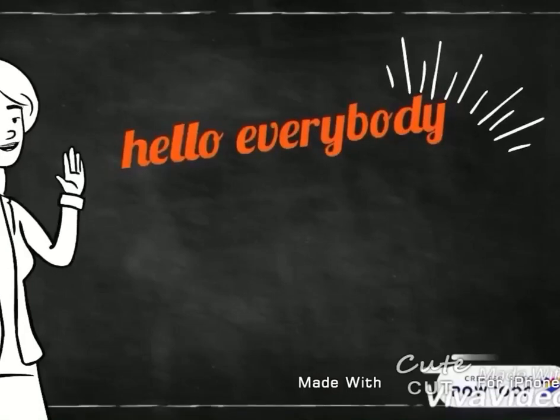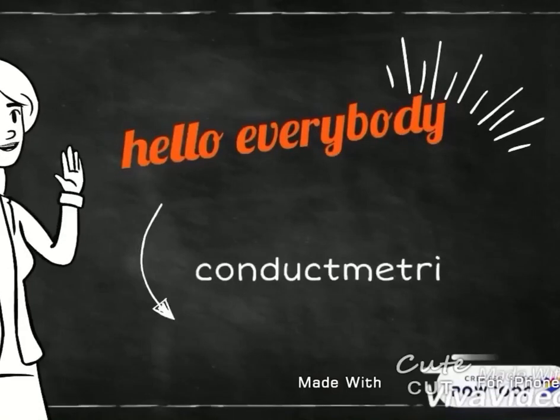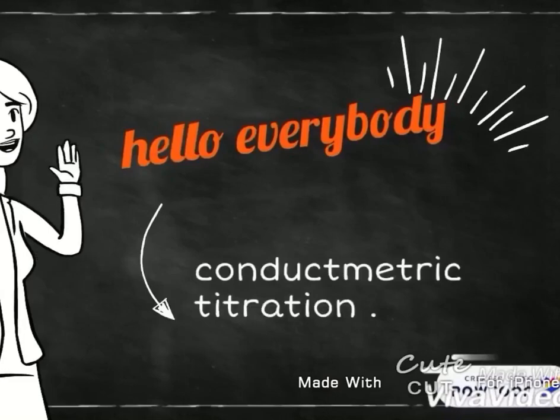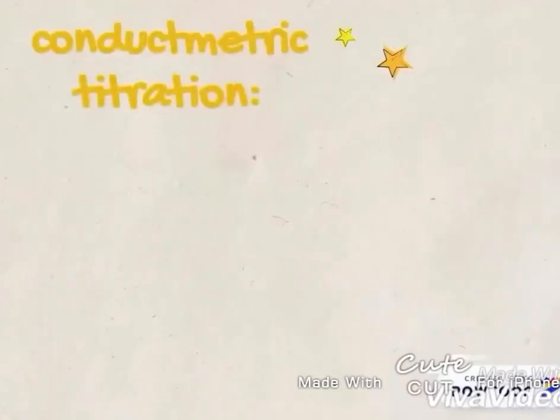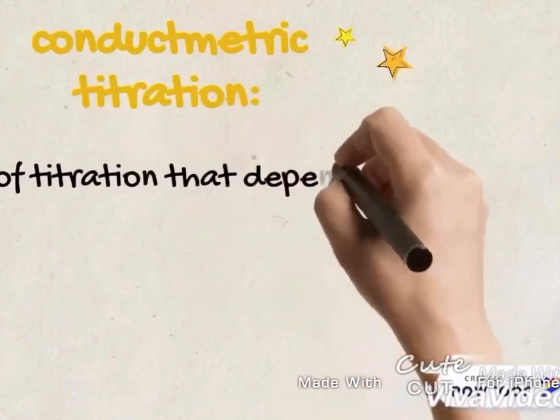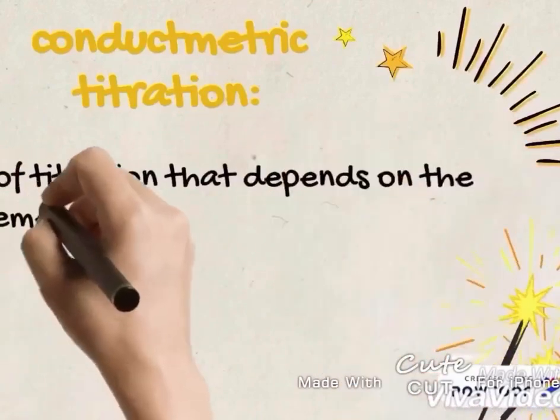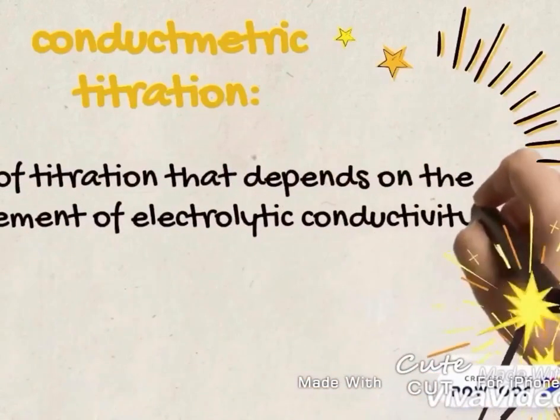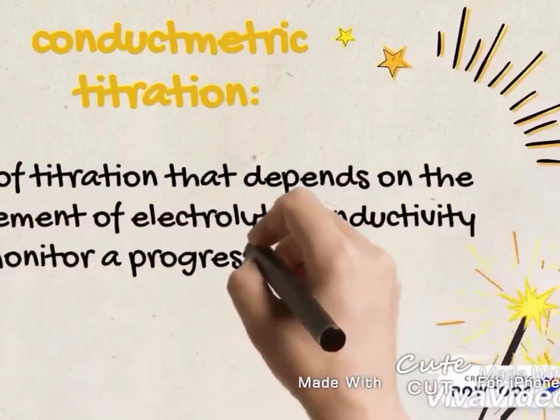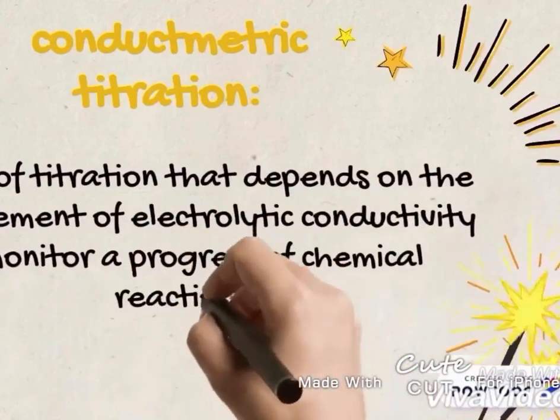Hello everybody. We will talk about conductometric titration. Conductometric titration is a type of titration that depends on the measurement of electrolytic conductivity to monitor the progress of a chemical reaction.